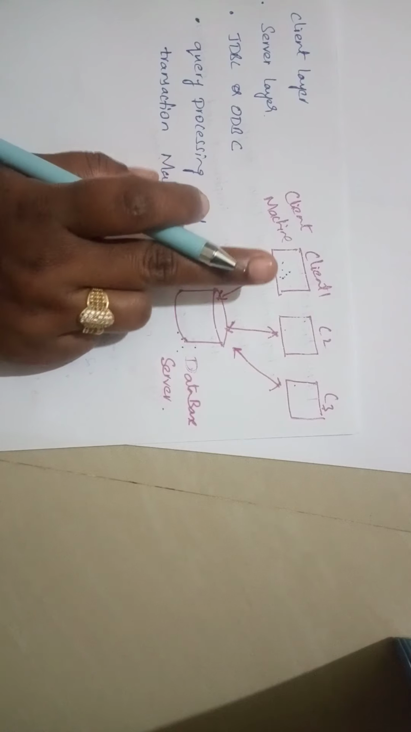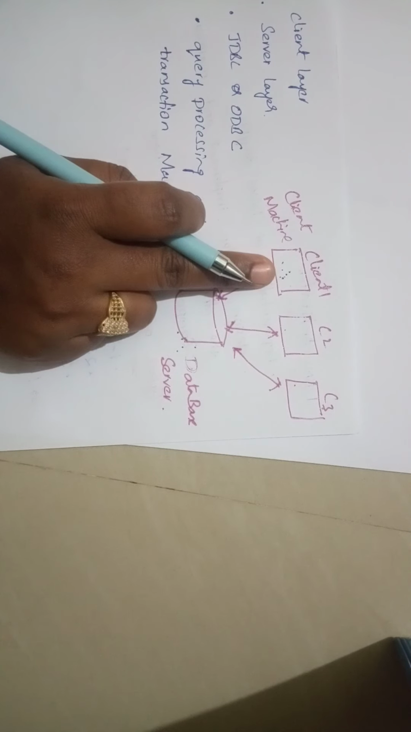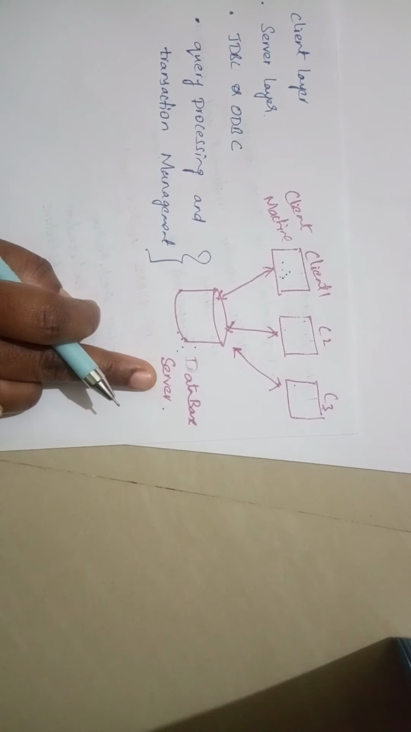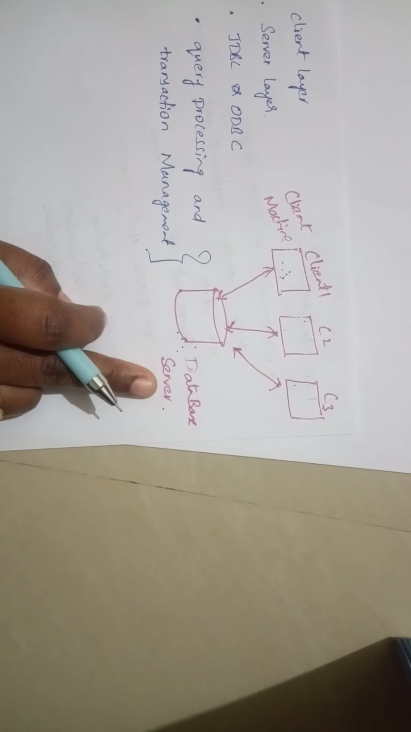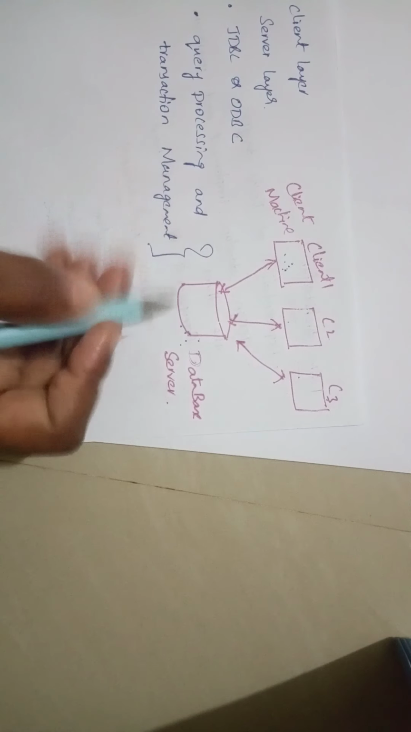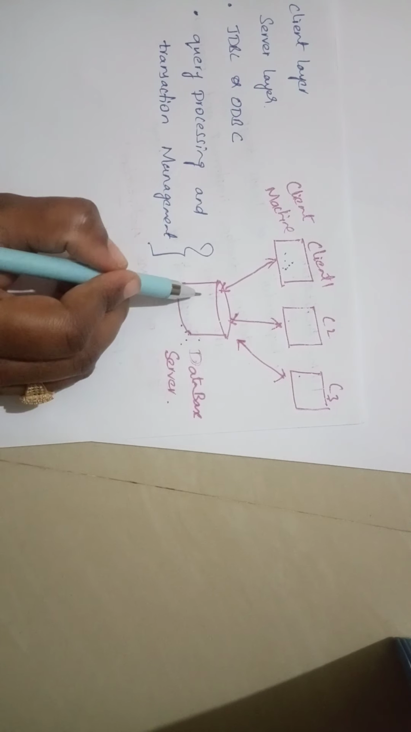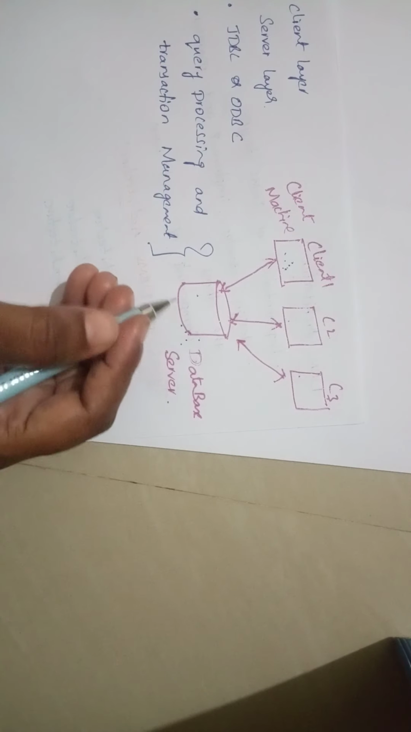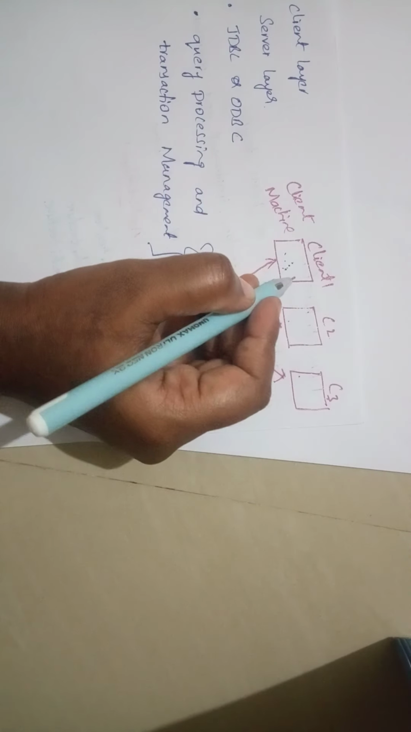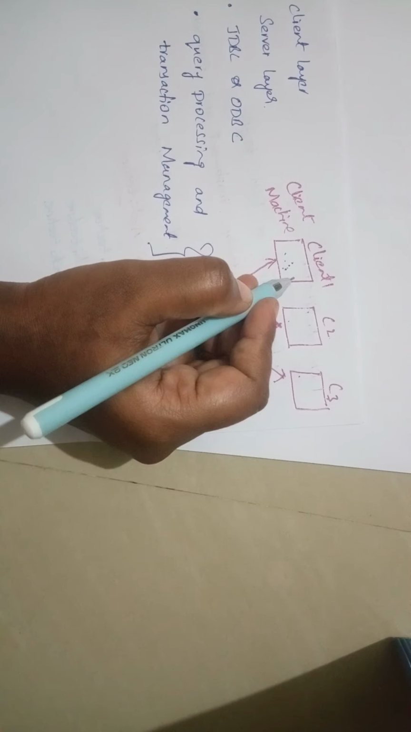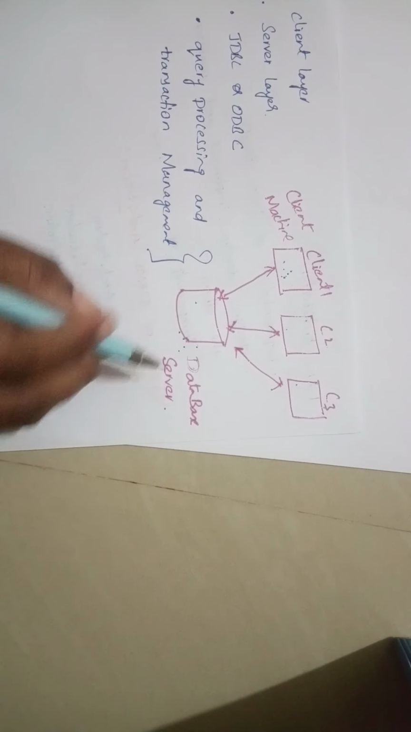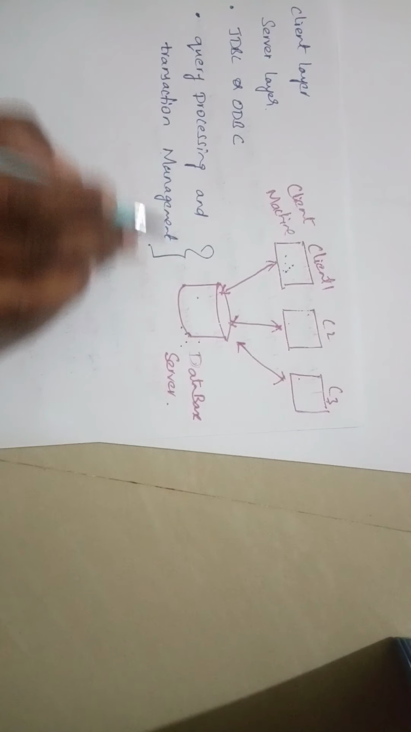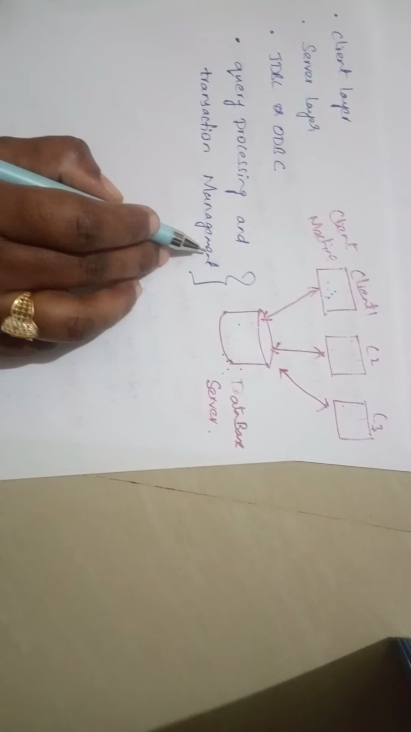On the client system, the client can send queries to the database server, and the database server receives and processes that query, fetches the data based on it and sends that data to the client machines. So the functionalities are query processing and transaction management.